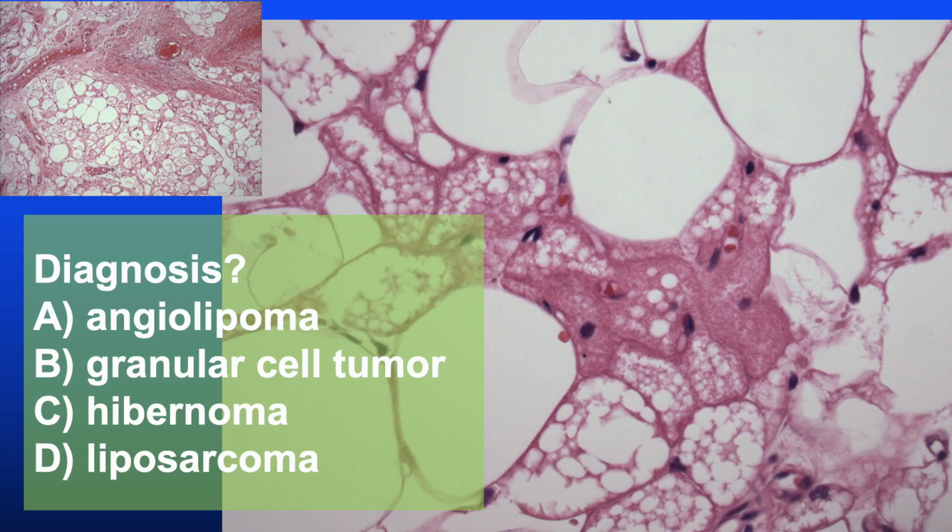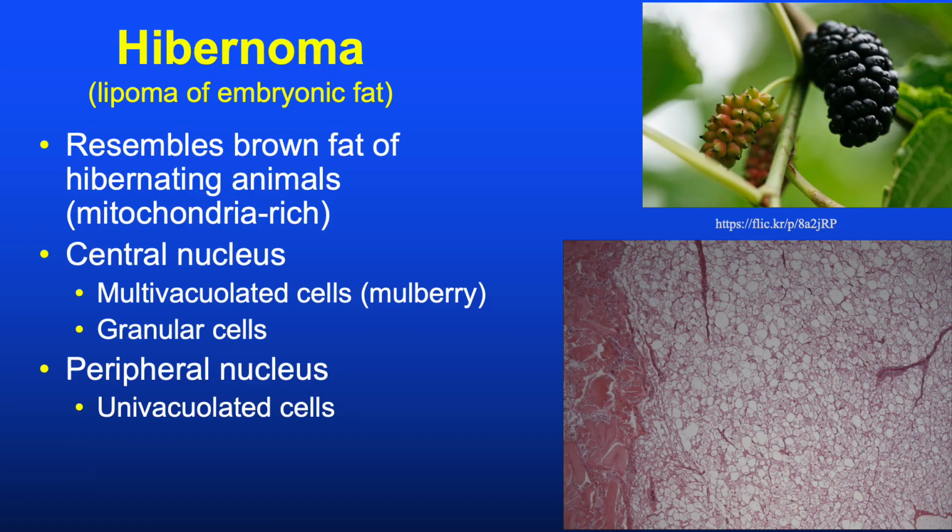Histologically distinctive tumors, even if they're very rare, tend to make good test questions. So seasoned residents, please pause and diagnose. Hibernoma is a benign lipomatous tumor composed of brown fat, resembling the mitochondria-rich brown fat of hibernating animals.